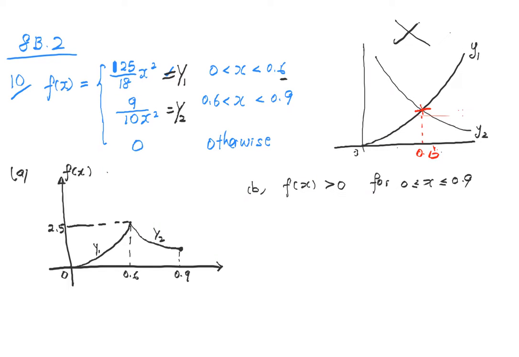So how am I going to show that the sum of the probability is 1? There are two parts. So I have to say integrate from 0 to 0.6 y1 dx plus integrate from 0.6 to 0.9 y2 dx. So I check. Take out your calculator and check. See whether it's equal to 1 or not. Is it equal to 1? Okay, it's equal to 1. So done.